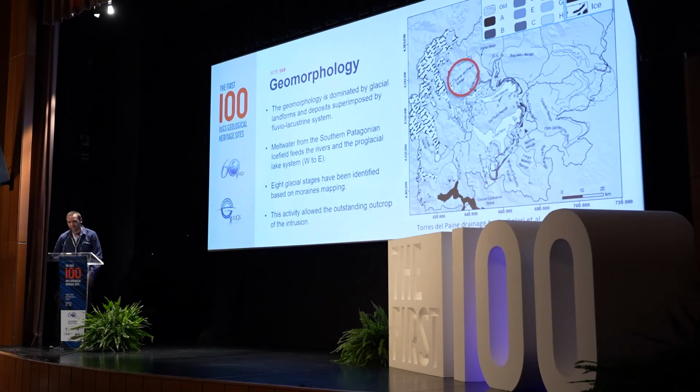We have a very, very spectacular glacial landscape related to the last glaciation in this place. As I said before, we have here the Patagonian ice sheet. So this area was completely filled by glaciers in the last glacial maximum. So we have here at least 8 or 9 moraine complexes that determine the landscape of the area, and we have lakes that clearly reflect the glacial origin of the zone. And this activity allowed the outstanding outcrop of this intrusion.